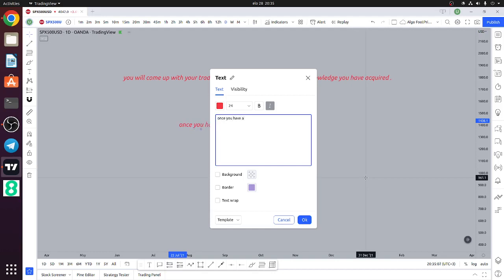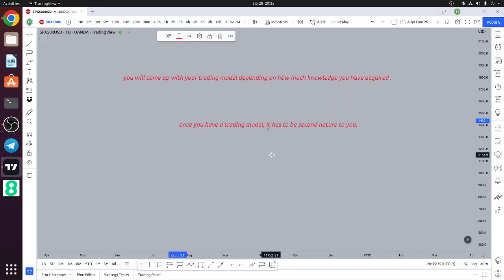Once you have a trading model, it has to be second nature to you. I don't know, please don't laugh at my English.